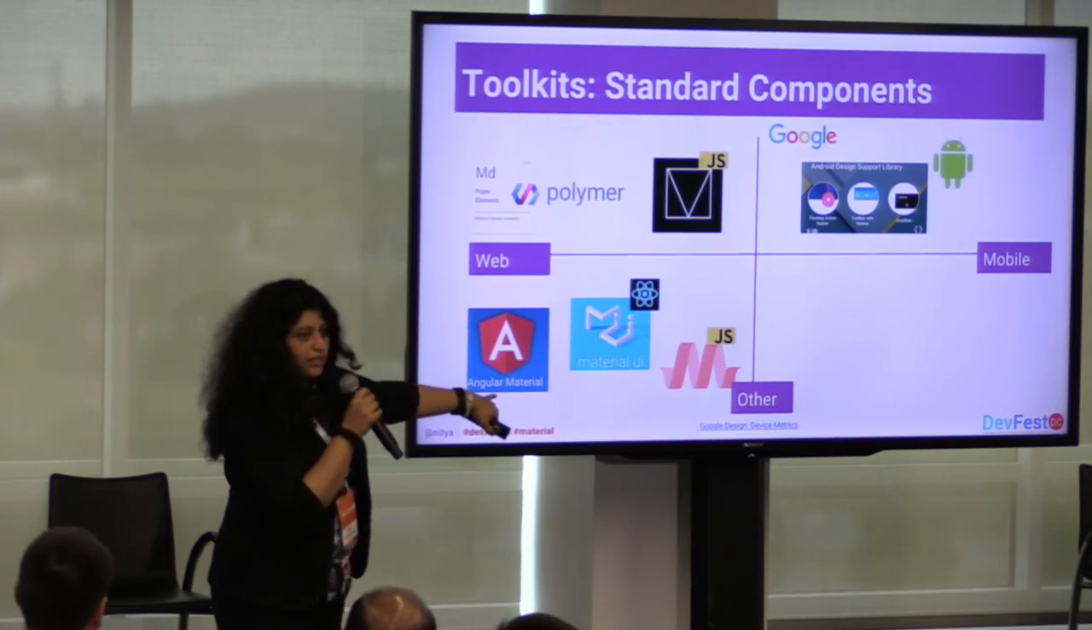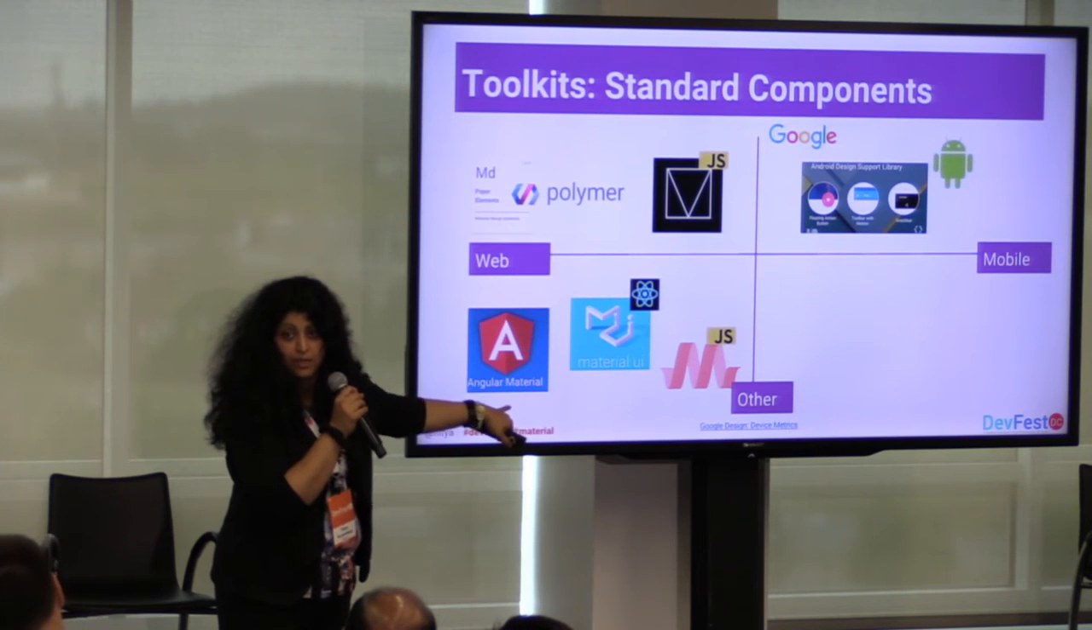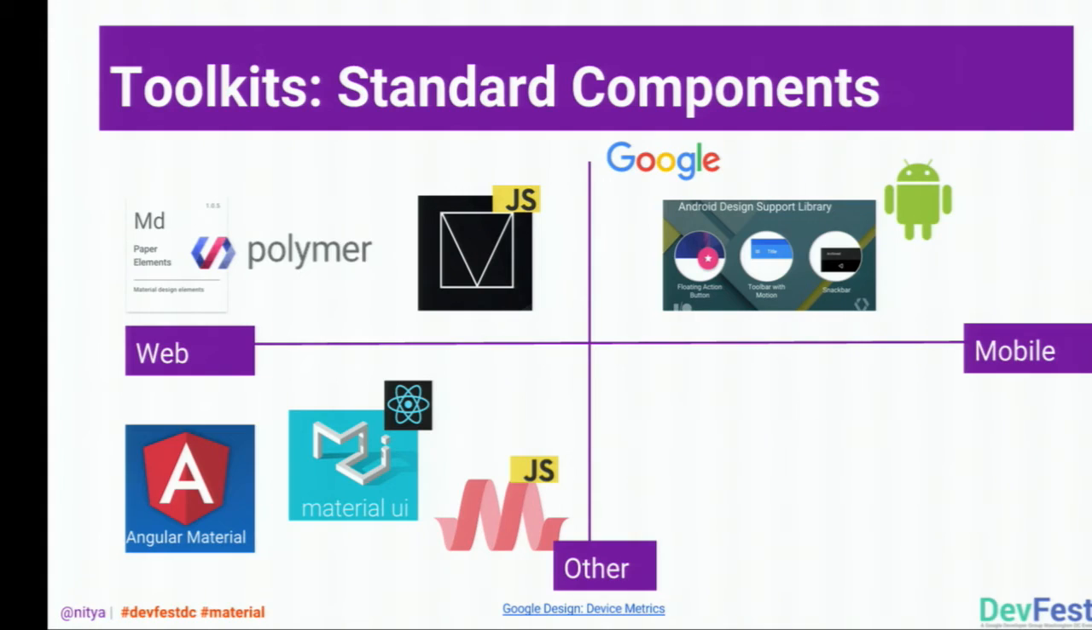On the website, Angular Material effectively takes material design and makes it available as Angular directives. If you're familiar with React, React also has a component model. So Material UI is the library that gives you React components that implement material design.